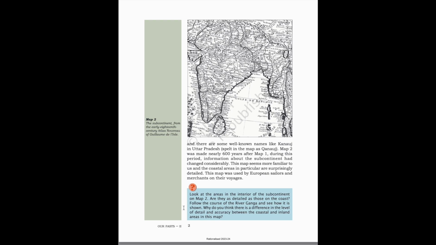Look at the areas in the interior of the subcontinent on Map 2. Are they as detailed as those on the coast? Follow the course of the river Ganga and see how it is shown. Why do you think there is a difference in the level of detail and accuracy between the coastal and inland areas in this map?